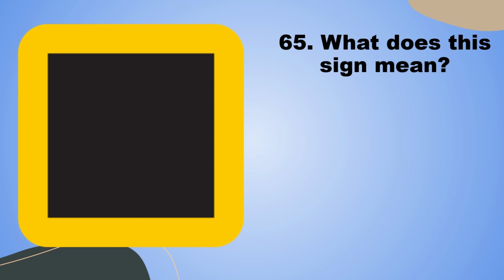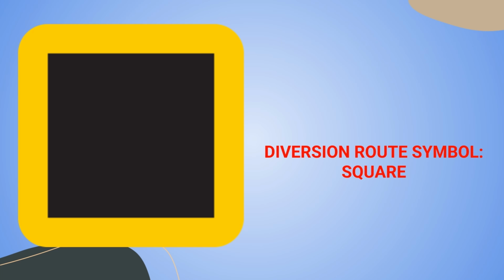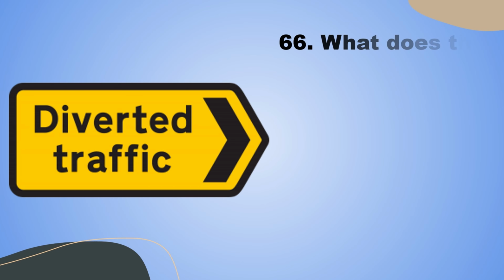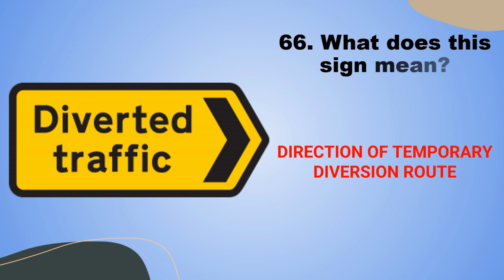Next question. What does this sign mean? Again, we have yellow. This is another diversion route symbol, but in this instance, the shape is square. So you can have the round shape, you can have the square shape as well. And let's move on to the next question. What does this sign mean? This is the direction of temporary diversion route. And this sign is showing you diverted traffic plus the direction on the right.